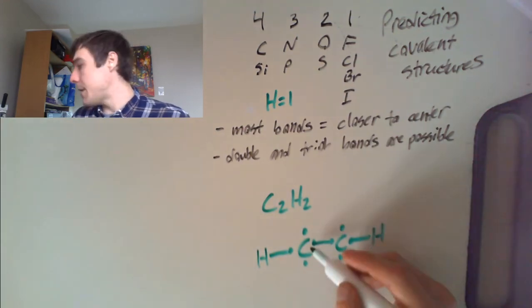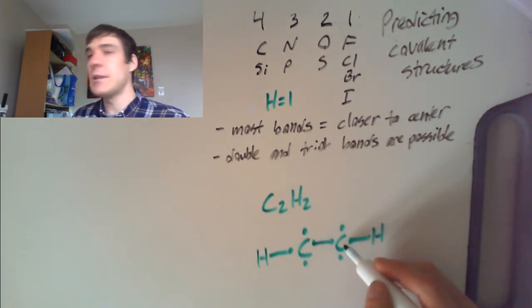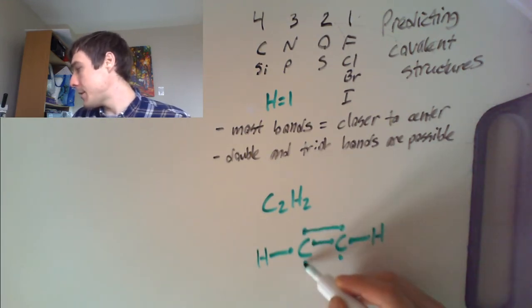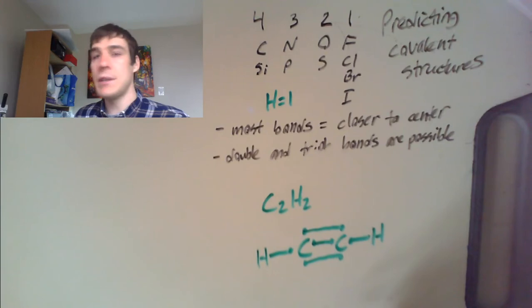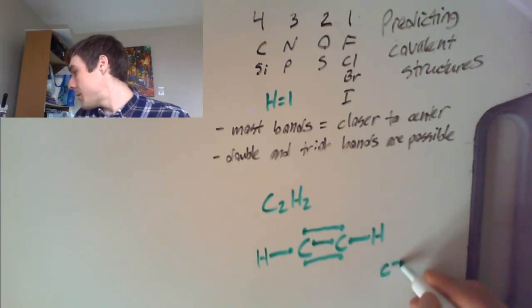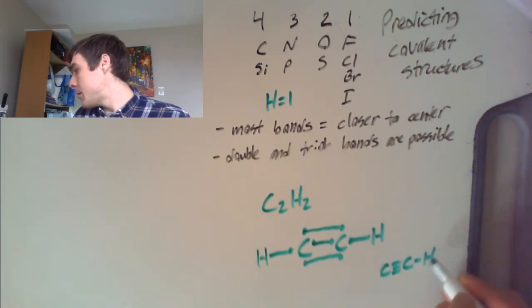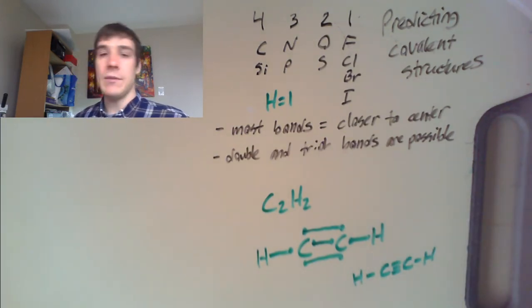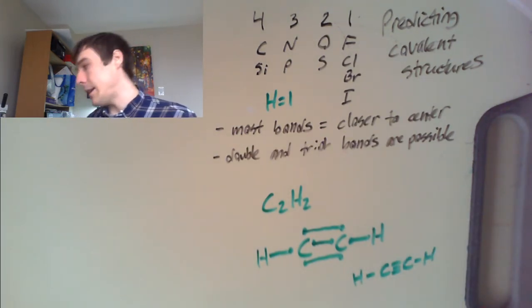But then the carbons aren't happy. They're only making 2 bonds. So what's going to happen? I think it's pretty obvious. The carbons are going to triple bond to each other. So we have carbon, triple bond carbon, single bond to hydrogen, like that, and that is C2H2, aka acetylene.